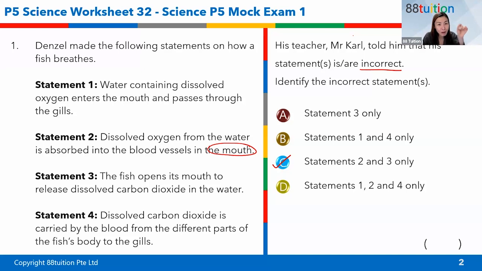So do you know what that is called? That's called a gill cover. Remember? So water goes in the fish from its mouth, then it will go through the gills, right? And exit from the gill cover.